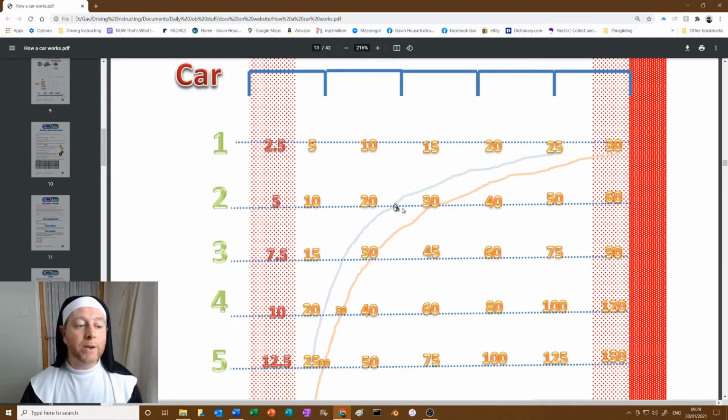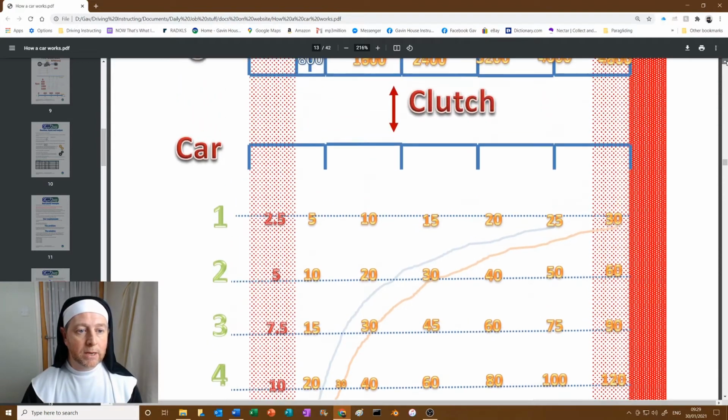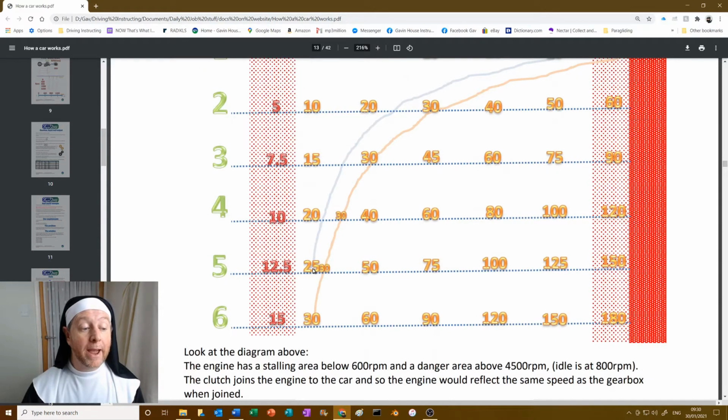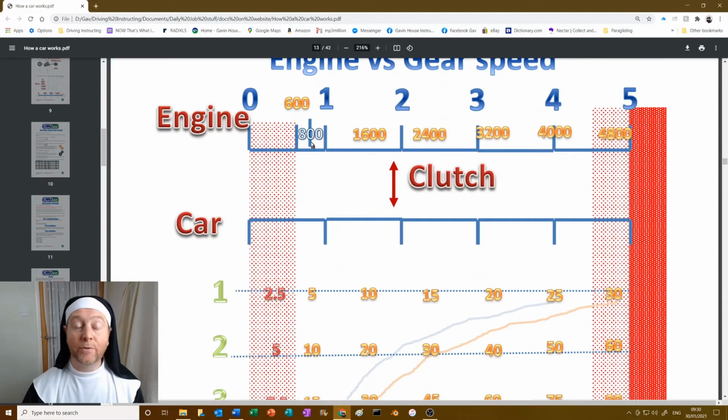So let's take these lines here, for example. 25 miles an hour, 25 miles an hour, 25, 25, 25. Now if I was in first gear, then my revolutions would be 4,000 RPM on the car. Okay, 25 miles an hour here in second gear would be about 2,000. Is that roughly 2,000? 25 miles an hour here is roughly 1,000, all the way up to here, where 25 miles an hour is in fact 800 RPM.